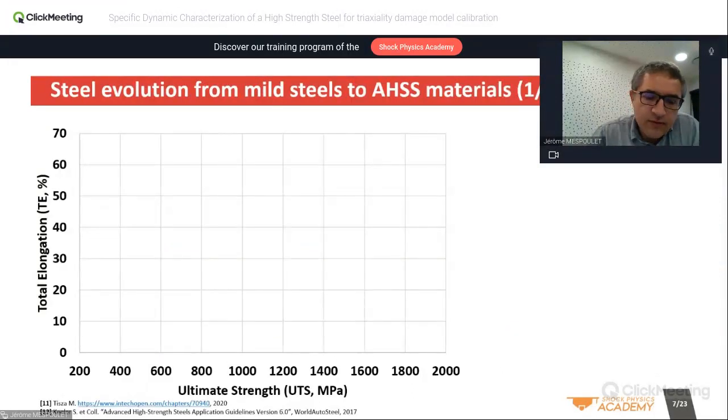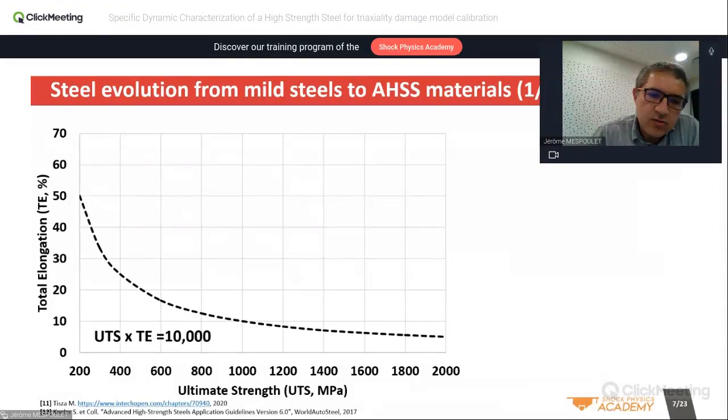Now a short graph about steels and their evolution. You will see what we usually call the banana curves for steels. You have the ultimate strength on the horizontal axis and total elongation on the vertical axis. And year after year, people try to increase the product of ultimate strength multiplied by total elongation, because the more important this coefficient is, the more you have the capability to damp the energy, or to stop an impact, for example.